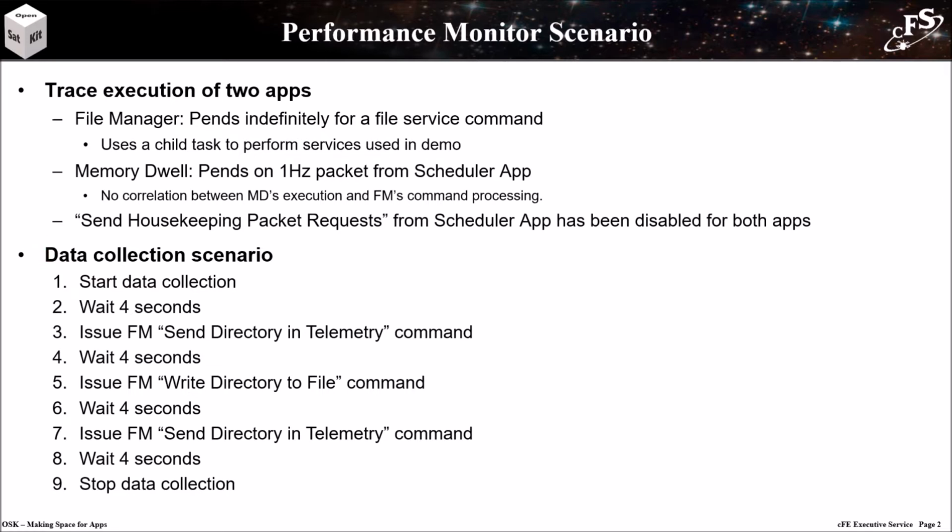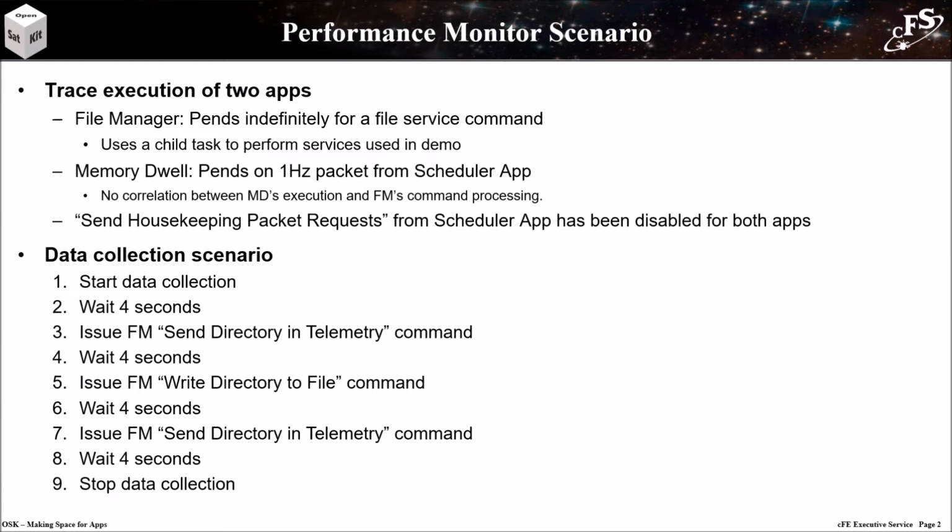The data collection scenario is pretty simple. We'll start the data collection, wait 4 seconds, send FM a command to send a directory listing in telemetry, wait 4 seconds, send FM a command to write the directory to a file, wait 4 seconds, send FM a command to send a directory in telemetry again, wait 4 seconds, and then stop the data collection.